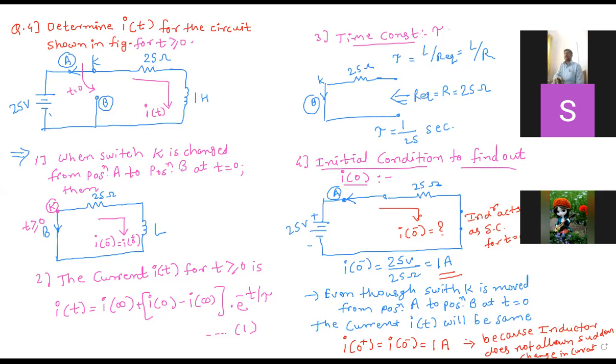Okay, now next thing, we have to find out the final condition, that is I of infinite. Fifth point, final condition, to find out I of infinite. So you have to show the new position of the switch. New position of switch means B position. Switch is K. This is what 25 ohm.